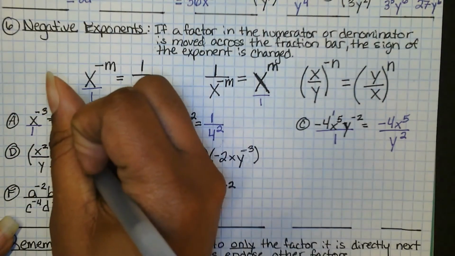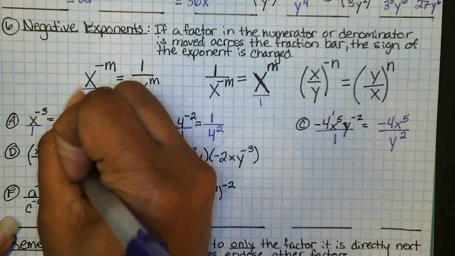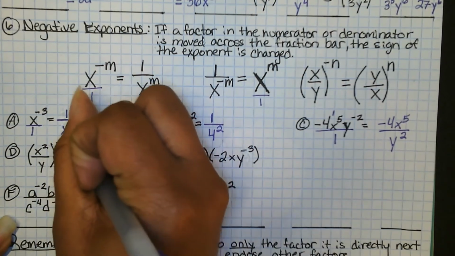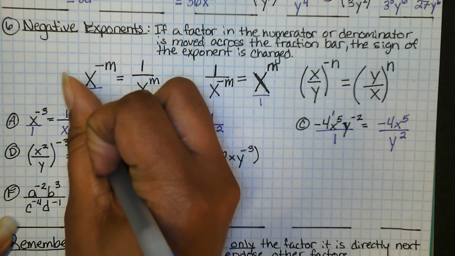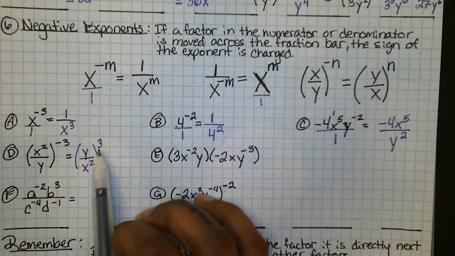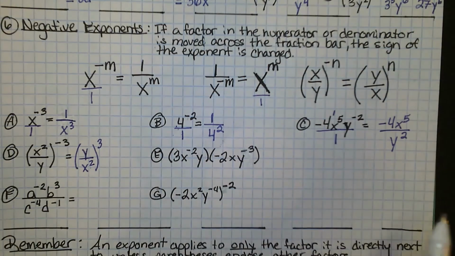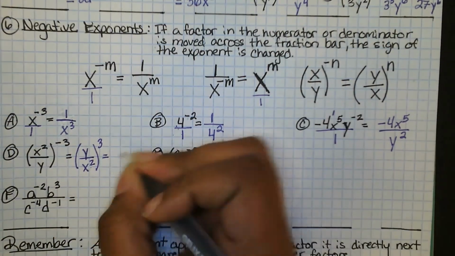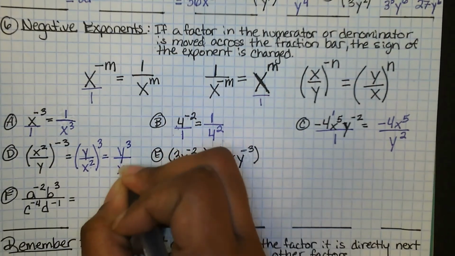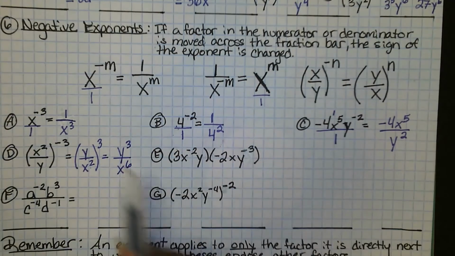So our first step is to flip them. So this will be y divided by x squared. Now the 3 is positive because I put them in their correct spot. And now I can go ahead and give the 3 to each part of this fraction. So this will be y cubed over x to the 6th power, because 3 times 2 gives us 6.